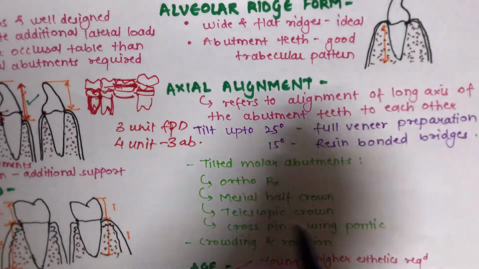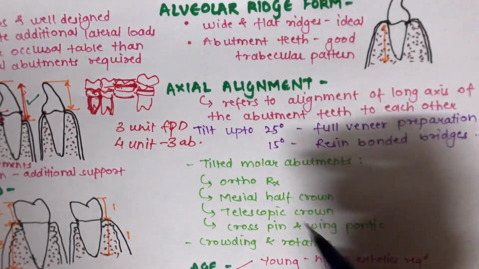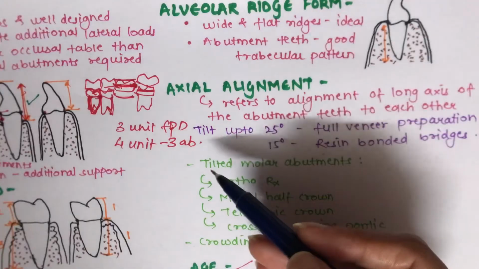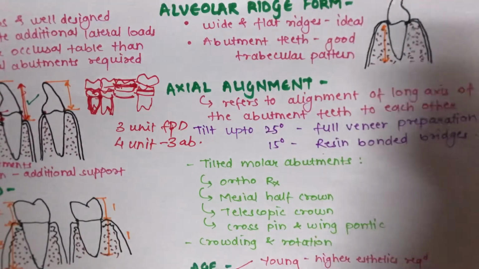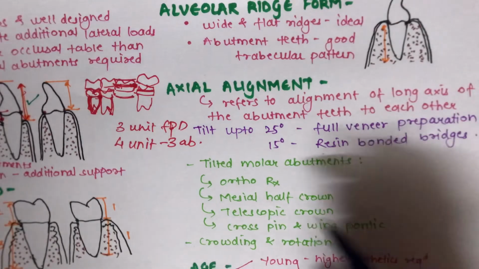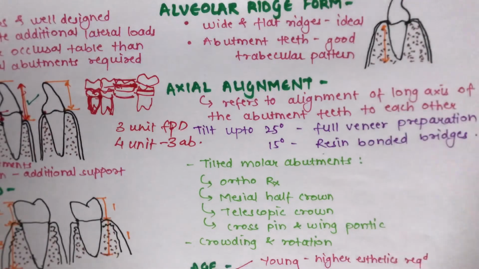So what is this now? Tilted molar abutment. Selecting a mandibular molar abutment is more challenging because they are often mesially tilted. So these four are the treatment modalities. If your molar, that is your mandibular molar, is mesially tilted, in that case you can do orthodontic treatment, or you can use a half mesial crown or a telescopic crown, or you can use a cross pin and wing pontic. About this tilted molar abutment, I am going to cover it in the video on types of abutment.